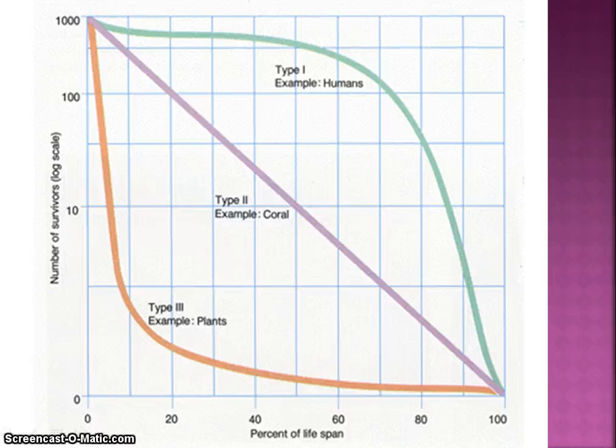Type 2 is a straight diagonal line that indicates the chance of survival remains about the same throughout an individual's lifetime. This is for many birds and small aquatic animals. Type 3 is exactly the opposite of type 1. Most individuals die when they are very young, and only a few adults survive to old age. Species tend to produce large amounts of offspring and don't provide much parental care, if any. And this would be insects, frogs, many plants.